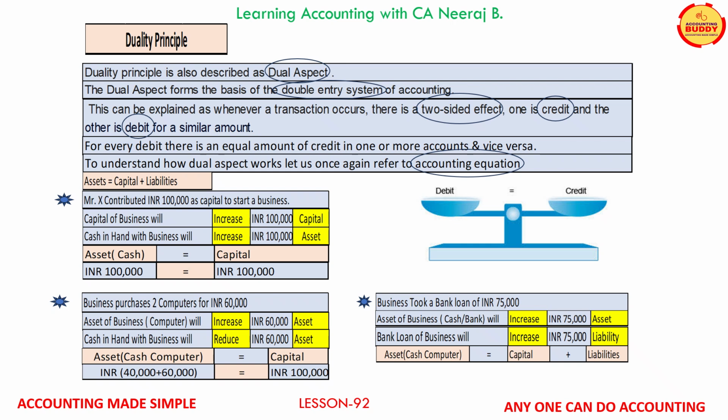On the left hand side, we have assets worth 115,000 in cash plus 60,000 worth of computers. And on the right hand side, we have capital of 100,000 and a bank loan liability of 75,000. Total assets of INR 175,000 is equal to capital and liability for the same amount.